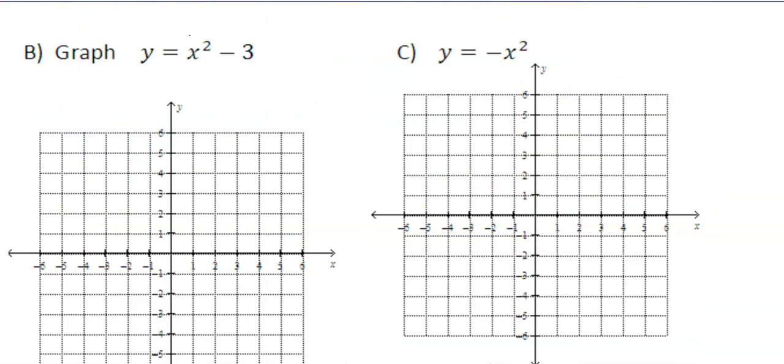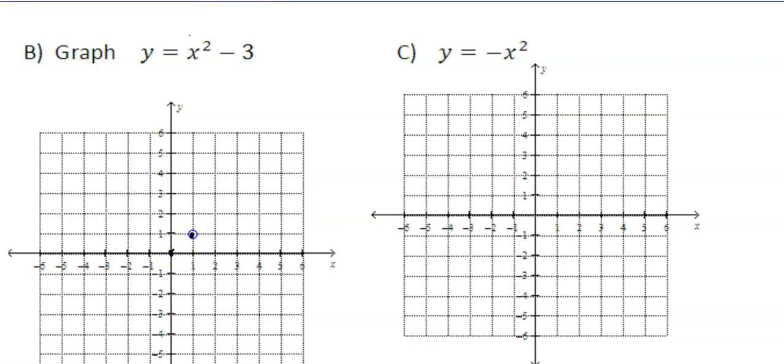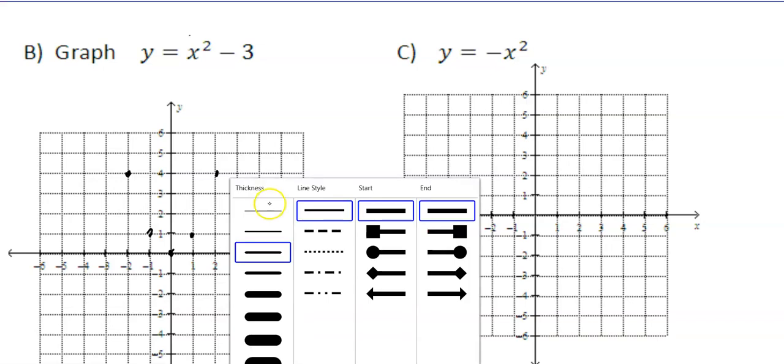Okay, let's try this transformation. First start with your parent graph, start with the 5 points you know and love: (0, 0), (1, 1), (2, 4), (-1, 1), and (-2, 4). So those are your 5 points that we know. And then we're going to transform them somehow.